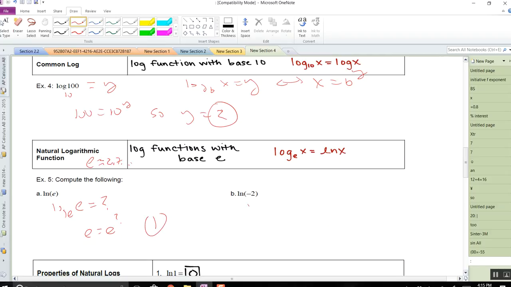But in this case, this is not possible. Remember, you can't log negative numbers. It's like saying log base e of negative 2 equals y, negative 2 equals e to the y. No good. Can't do it.